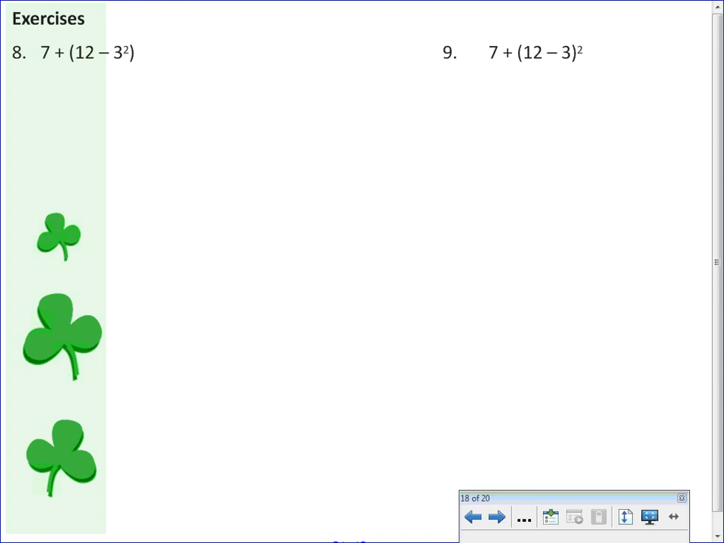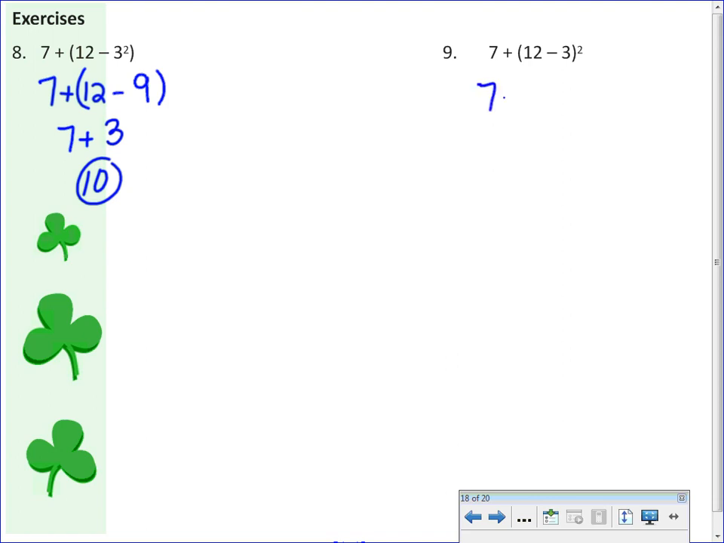Okay, let's go over these. So 7 plus 12 minus what's 3 squared? 9. 7 plus, what's 12 minus 9? 3. And 10. Now 9 looks very similar. The exponent is just in a slightly different spot. So let's see if that matters.